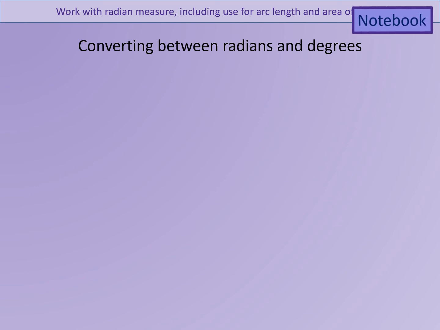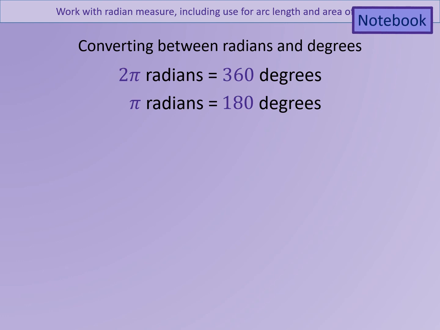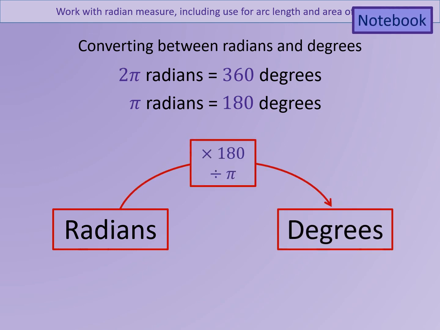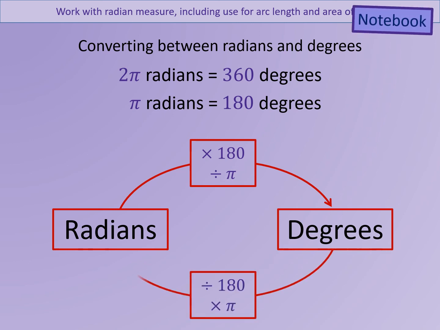There's also a formula for converting angles between radians and degrees. Using the fact that we know 2 pi radians is 360 degrees, therefore pi radians is 180 degrees. We can start with any angle measured in radians. If we divide by pi and multiply by 180 in either order, we will end up with the angle in degrees. If we start with the angle in degrees, if we divide by 180 and multiply by pi, again in either order, you will end up with the angle in radians.